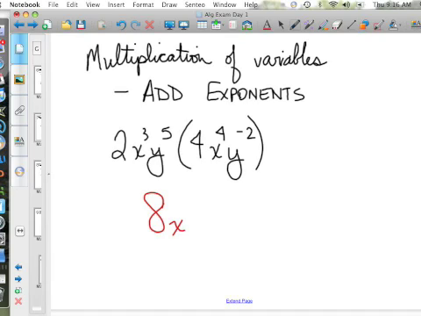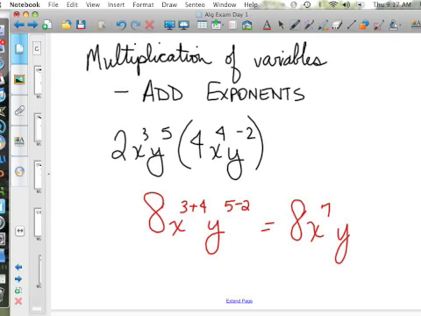For the x's, we are adding the exponents of x. And for the y's, we are adding the exponents of y. So why do I have 5 minus 2? Because you're adding a -2. All right? So the answer to this is 8x to the 7th y cubed.